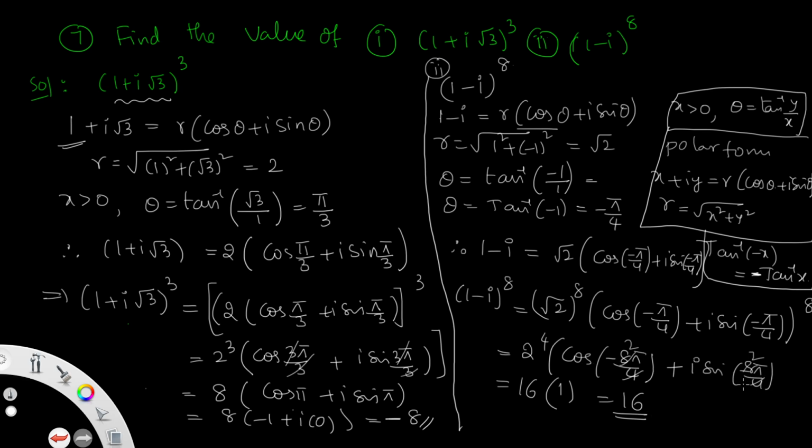Cos of minus theta becomes cos theta, and sin of minus theta equals minus sin theta. But sin 2 pi is 0, so minus 0 is nothing, and there is no need to worry. We write 16 into 1, that becomes 16. So next, the last question, question number 8.